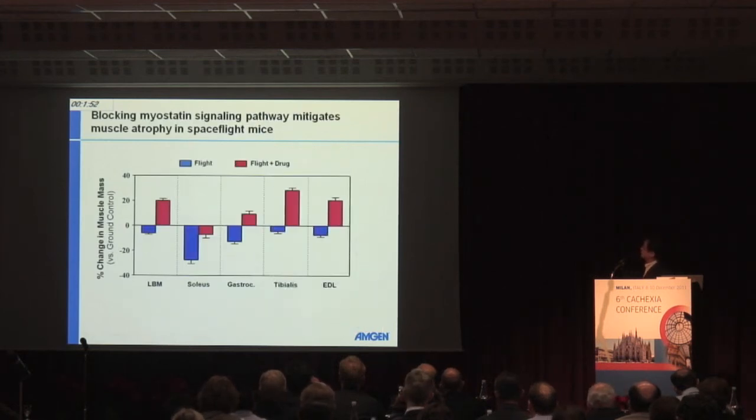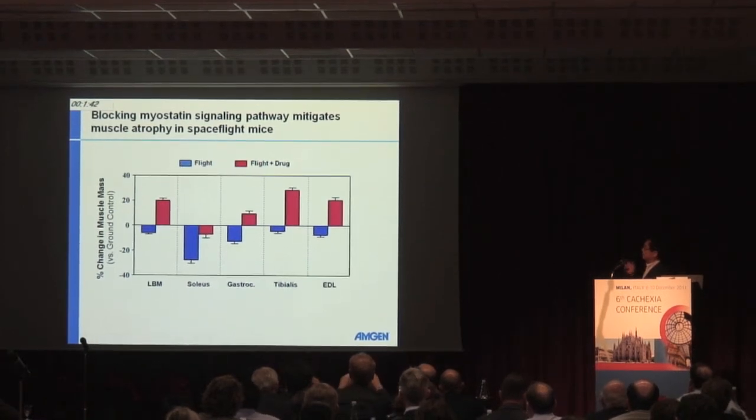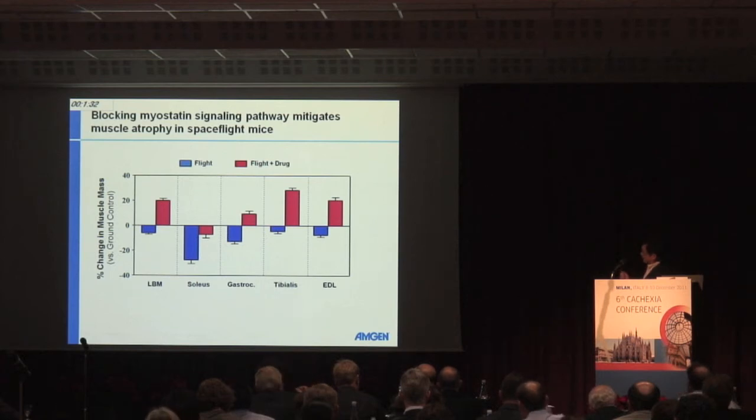So now let me give you a heads up of what we got in terms of data. What we really did was to give the animal one injection right before the taking off of the space shuttle. So these animals were subjected to a 14-day, a couple of weeks, exposure to microgravity. When the animals came back, they were then analyzed for muscle mass.